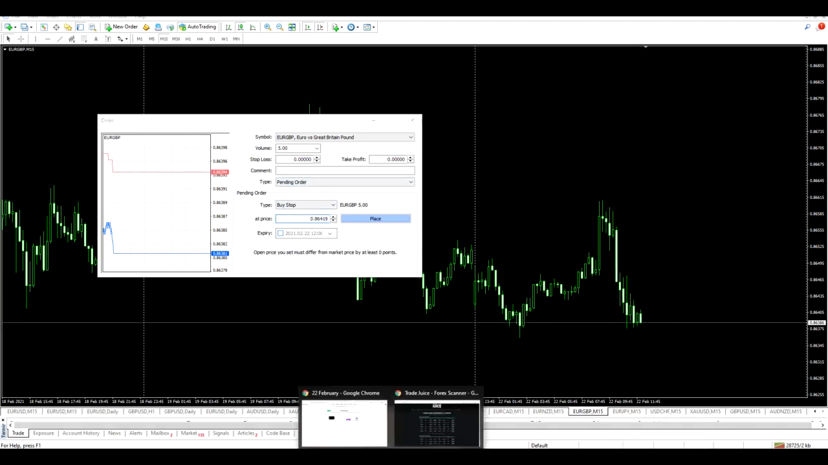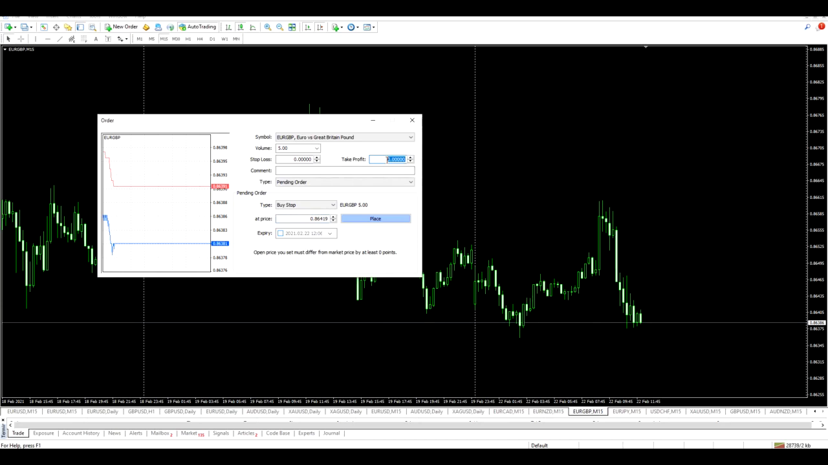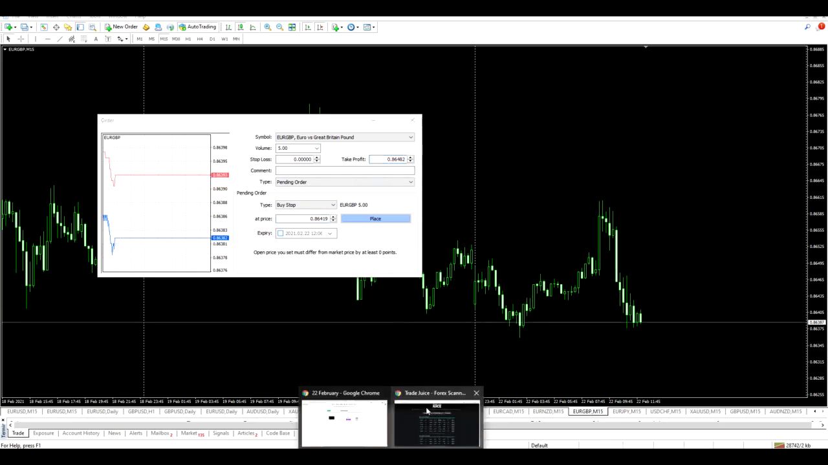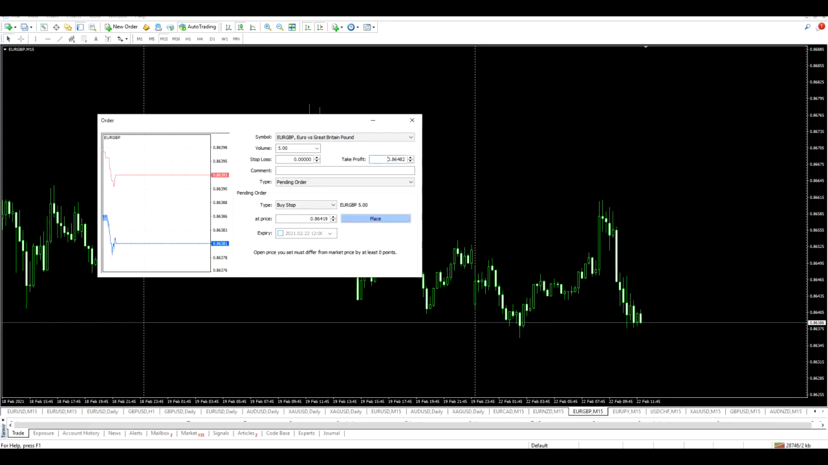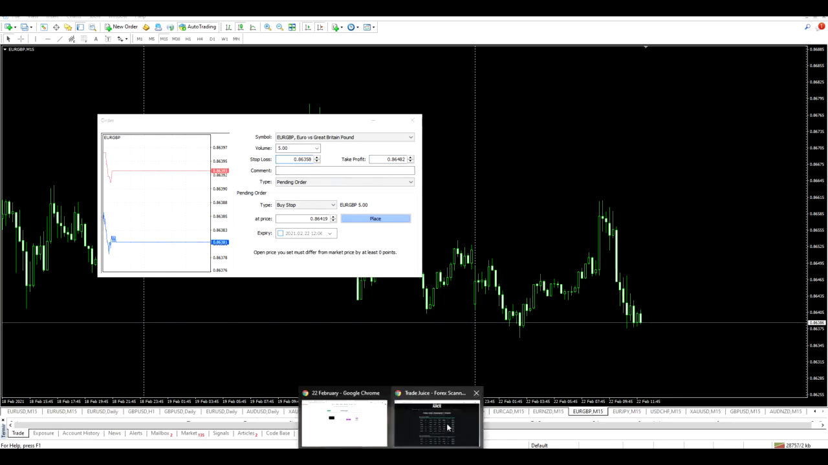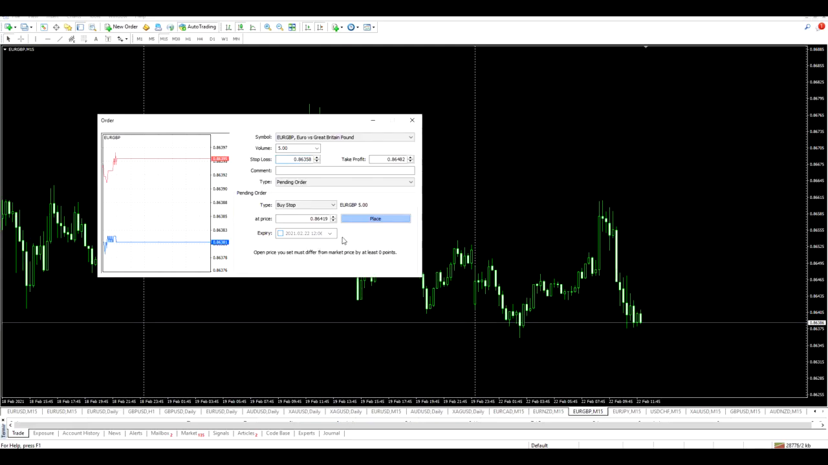I just put it in, and next I'm going to set my target, and that's just a copy paste situation. I put that into my take profit area, and then I do the same with my stop loss. So here we go, and there's my stop. If I look at the chart, it's telling me that I can enter at that point, and there are my targets. I've chosen one of them, and there's my stop loss. So that's how it's going to be put up on the chart.